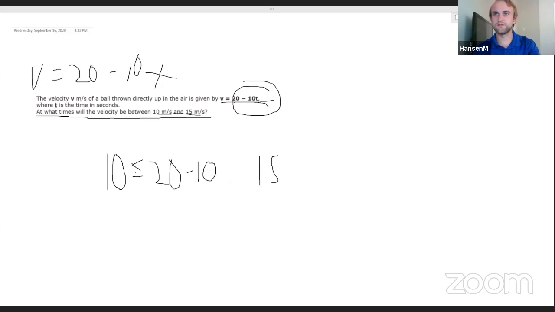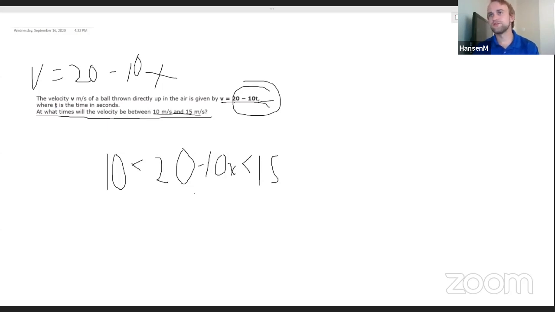So I'm actually going to say 10 is less than. And the reason I say that is because 10 meters per second isn't between 10 meters per second and 15 meters per second. So 10 is less than 20 minus 10x, which is going to be less than 15.